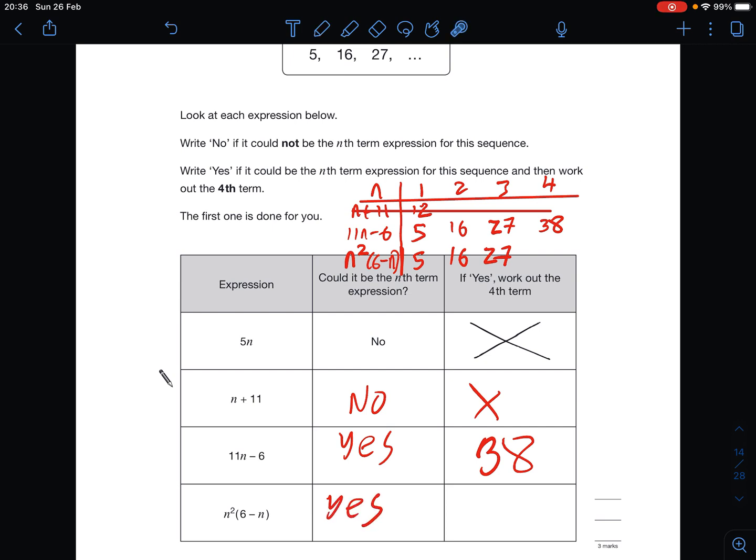Now I just have to figure out the next term. When n is 4, 4 squared is 16, 6 take away 4 is 2, 16 times 2 is 32. So this here is 32. Okay, so just to quickly write down what I did for that final one, I did 4 squared times 6 minus 4. I'm just replacing n with the number 4 because I'm looking for the fourth term, in which case 16 times 2, well, that's 32. Okay.